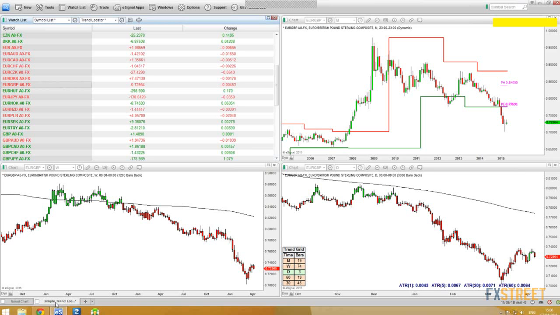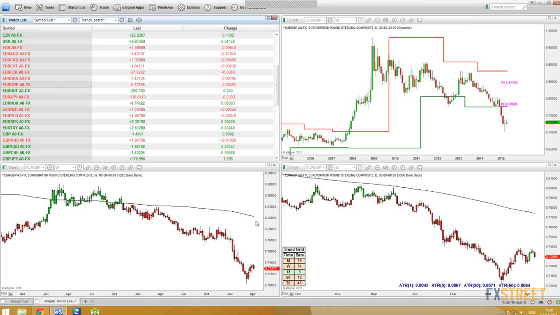So the monthly chart shows the major areas of support and resistance that I look at, which are denoted by these red and green levels. I've also got the high, the low and the closing price of last year, being 2014, represented as these pink levels. On the weekly time frame, I have the weekly 200 moving average.